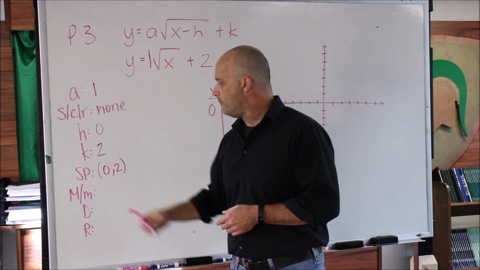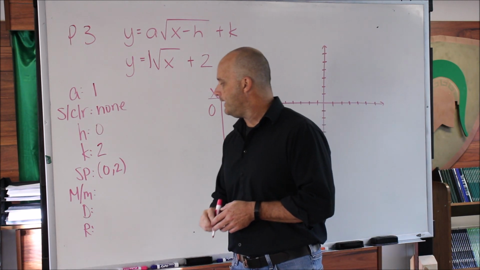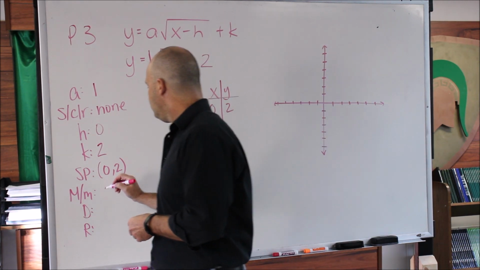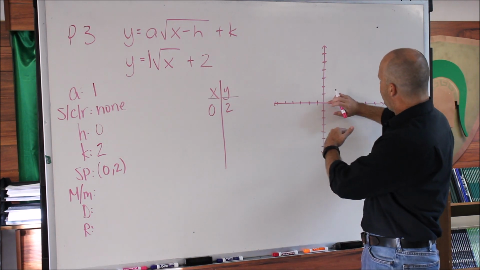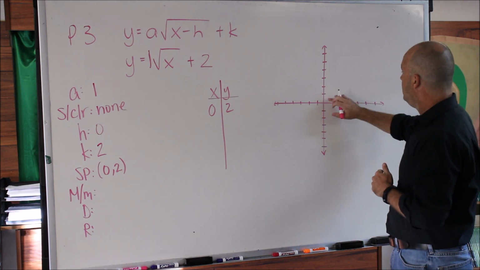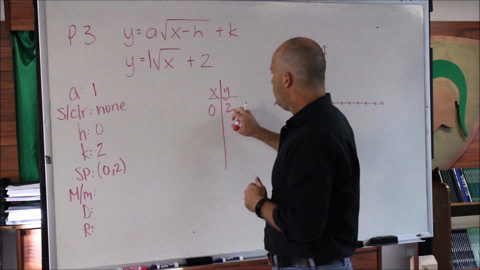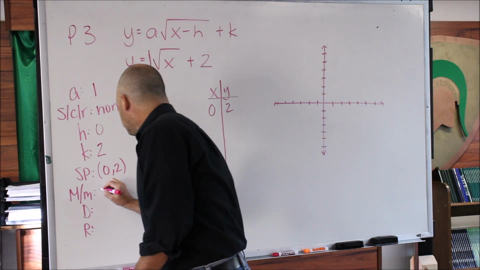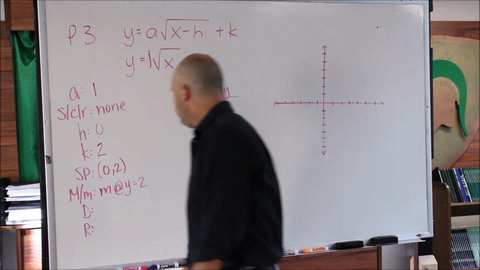Then our maximum or minimum. Again, this is going to be based on the y. So we've got a, this is going to open in this direction because it's a positive 1 for the a value. So that means that we're going to have a minimum point at y equals 2. So we're going to go ahead and write in minimum at y equals 2.